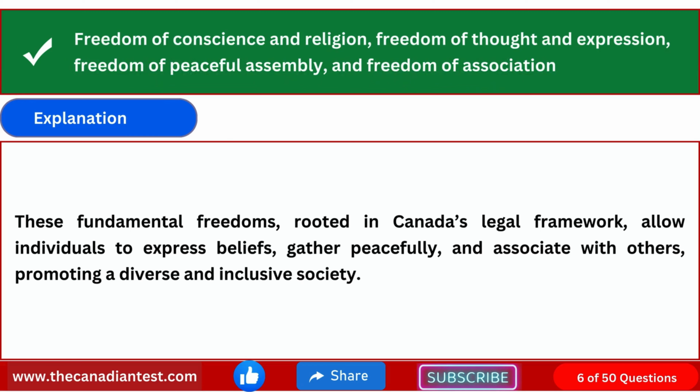The correct answer is freedom of conscience and religion, freedom of thought and expression, freedom of peaceful assembly, and freedom of association. Explanation: these fundamental freedoms, rooted in Canada's legal framework, allow individuals to express beliefs, gather peacefully, and associate with others, promoting a diverse and inclusive society.